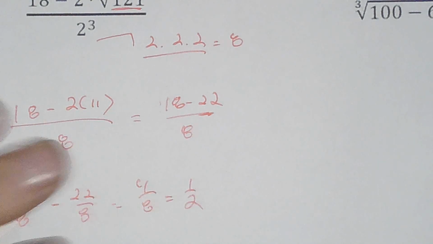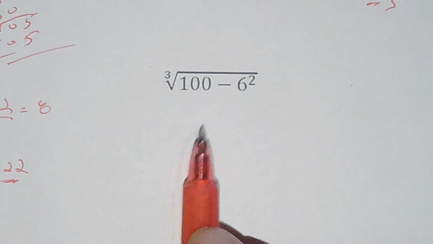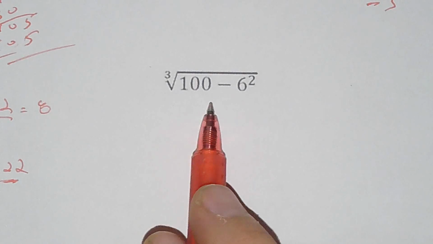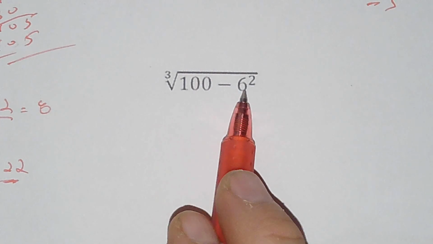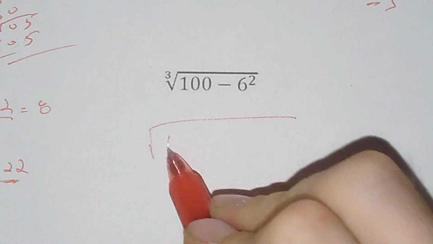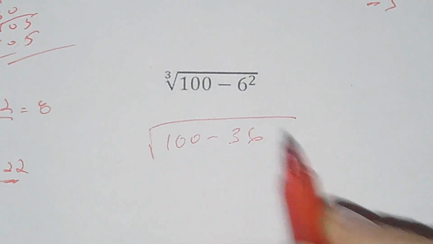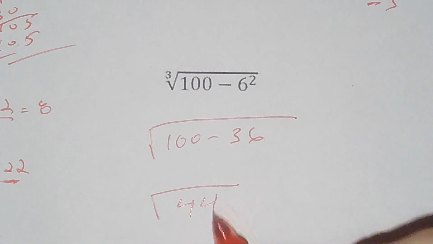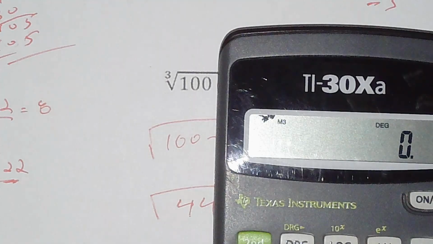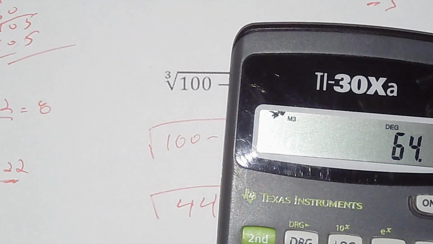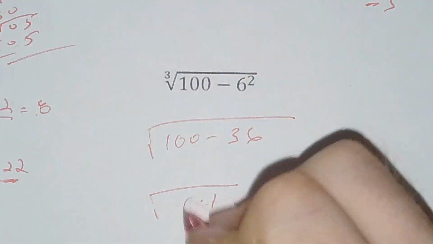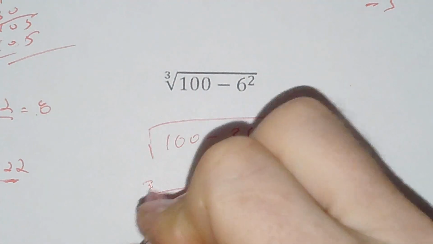Okay, so there's that. All right, so here's this one, and this one is working inside a cubed root. Right, so first thing you got to do inside this cubed root is square the 6. So this is the square root of 100 minus 36, because 6 times 6 is 36. So this is the square root of 44, because 100 minus 36 is 64. What was I thinking? 64. Okay, the cubed root of 64.